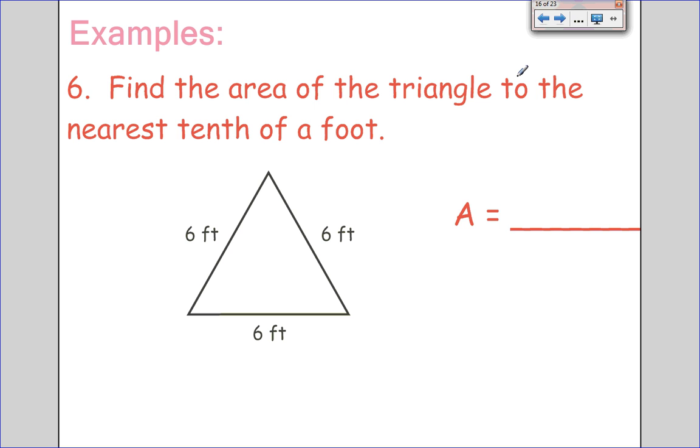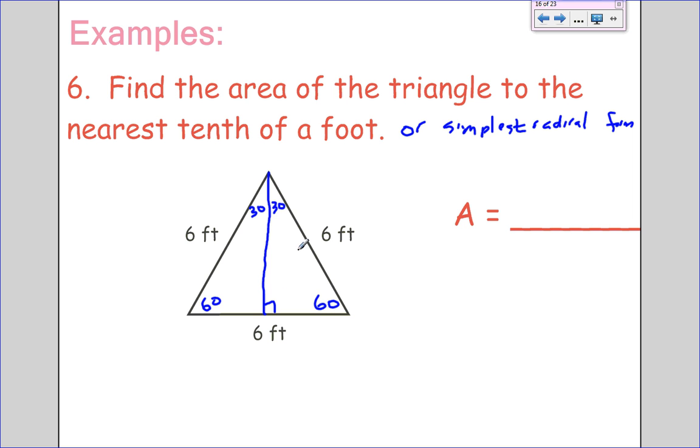All right, now we have a question that does not have a height drawn in. We want to find the area of the triangle to the nearest tenth of a foot. Or, let's actually leave it in simplest radical form, which is with the square root. So we need to draw a height in ourselves. And since it's an equilateral triangle, all the angles are going to be 60. And we'll split this one in half. So we actually have a 30, 60, 90, where we're given the 90 is 6.